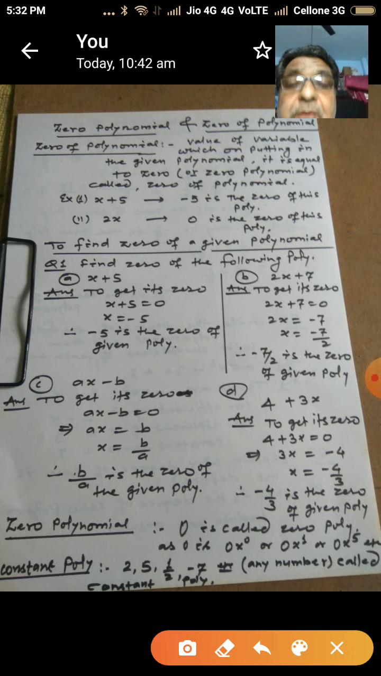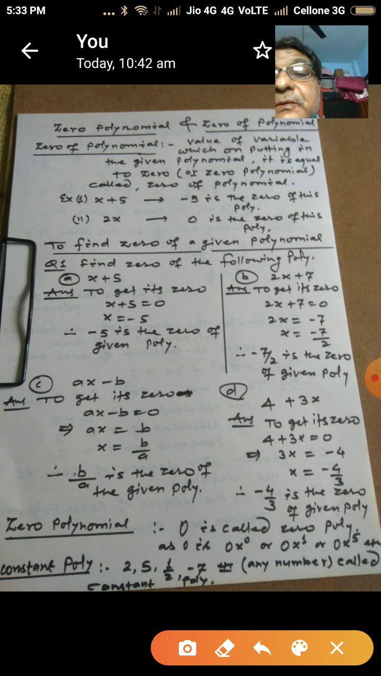But zero of a polynomial means the value of the variable present in the polynomial, such a value of the variable which on putting in the polynomial, the value of the polynomial is equal to 0. So that value is called the zero of the polynomial.